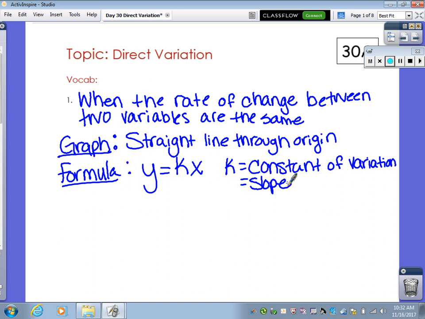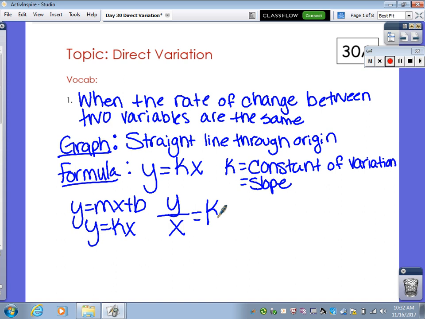Now, if you think about it, we just came off of slope-intercept form, which is this. Direct variation is pretty much the same thing, except instead of m, you write a k. And since it always goes through the origin, our b is always 0, so you don't need a b. If you want to solve for your constant of variation, all you would do is divide each side by x. So your constant of variation is y over x. You should get the same thing every time, which again shows it's like your slope, because if you remember, slope is your change of y over your change of x.